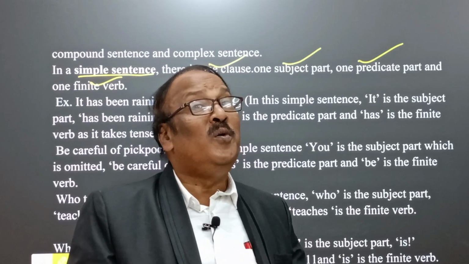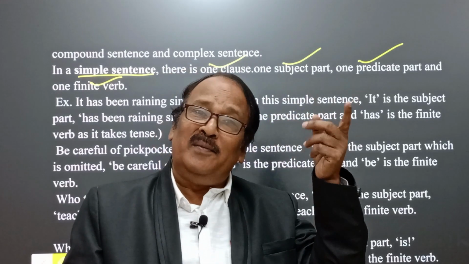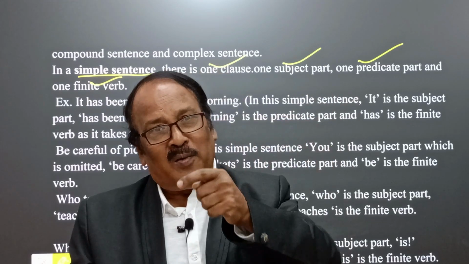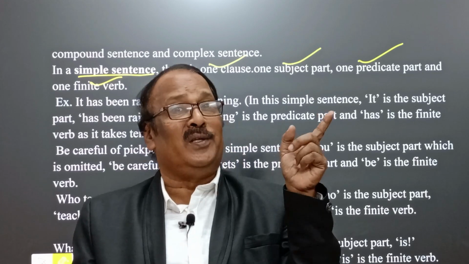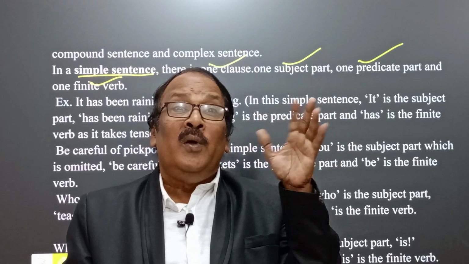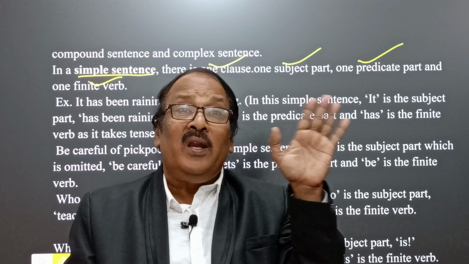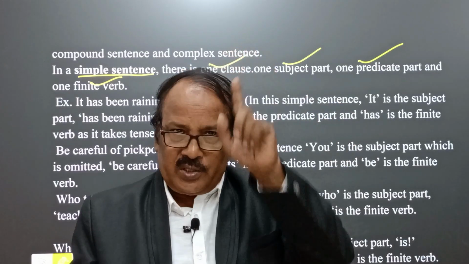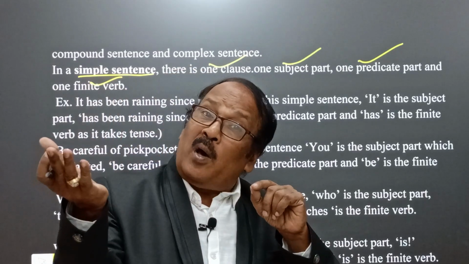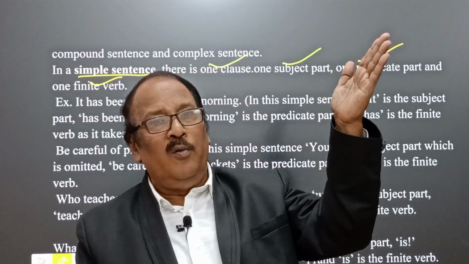A verb which takes tense is called a finite verb. From the point of view of taking tense, verbs are of two types. One is a finite verb, the other is a non-finite verb. Therefore, we should be very careful in this connection. Without a finite verb, no sentence nor a clause can be formed. A finite verb is a must, and non-finite verbs cannot be used without finite verbs.